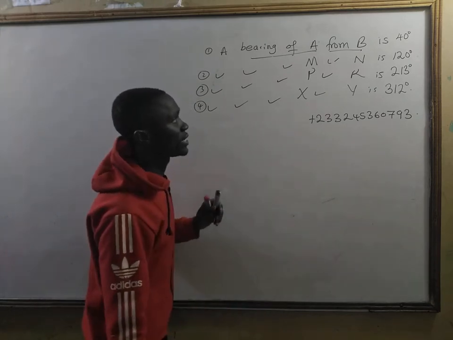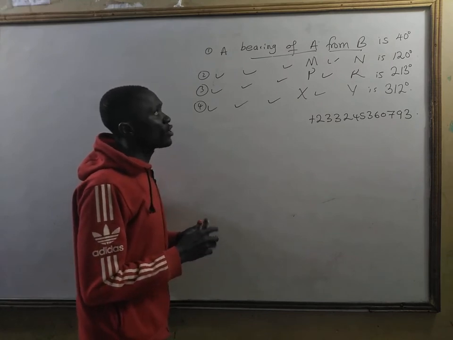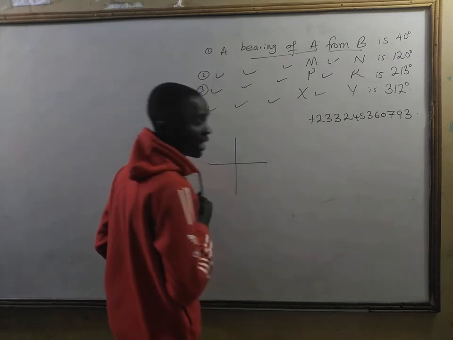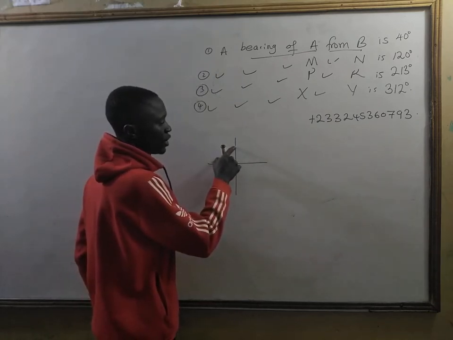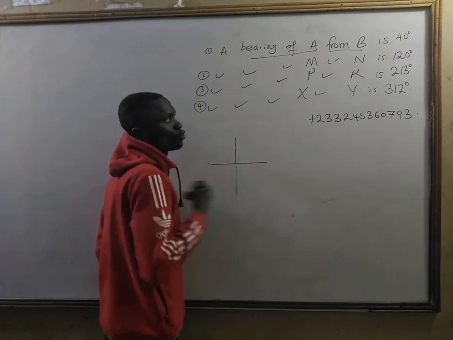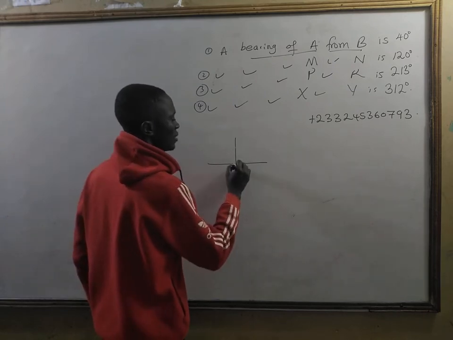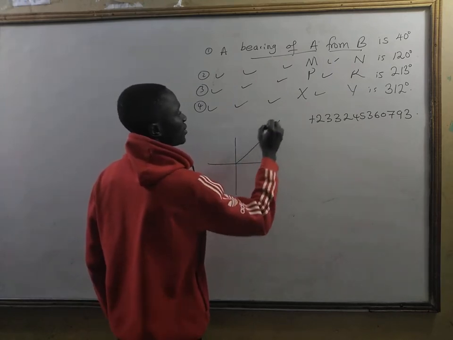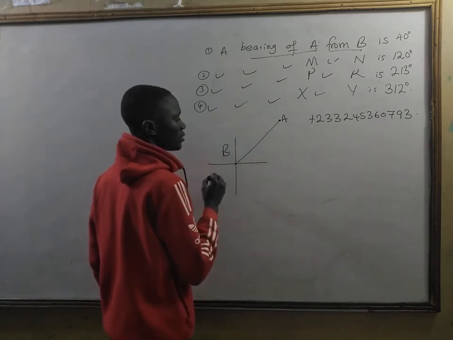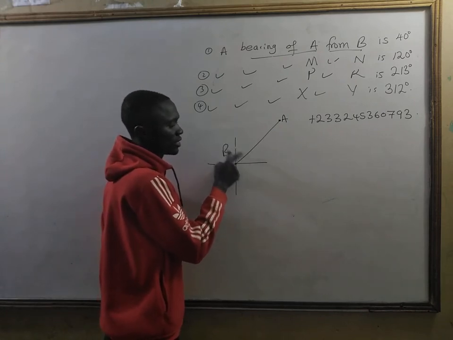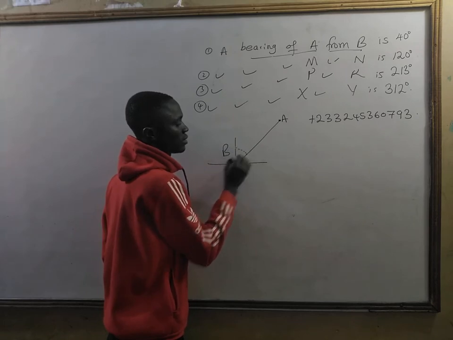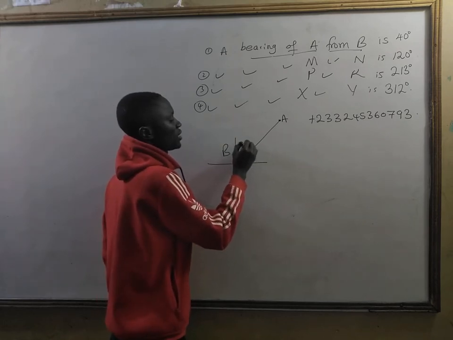So let's consider the first one. A bearing of A from B is 40 degrees. So if I draw my plane, from the north to the east line is 90 degrees. So I assume that if I draw this line and name here as point A, this is my point B. When you're moving from the north to this line, it is 90. So I assume that this line can be my 40 degrees.